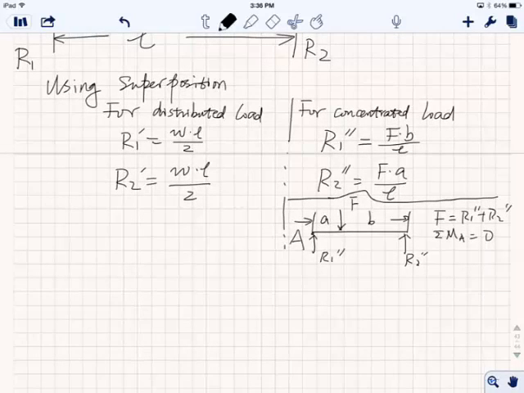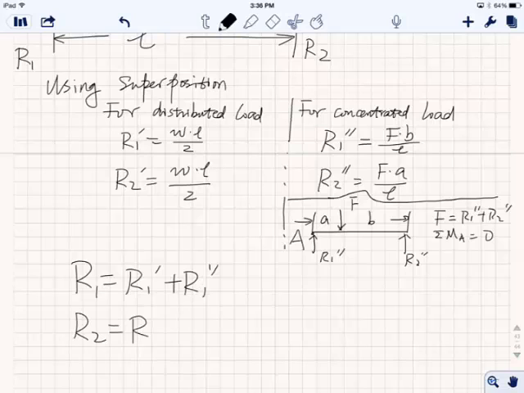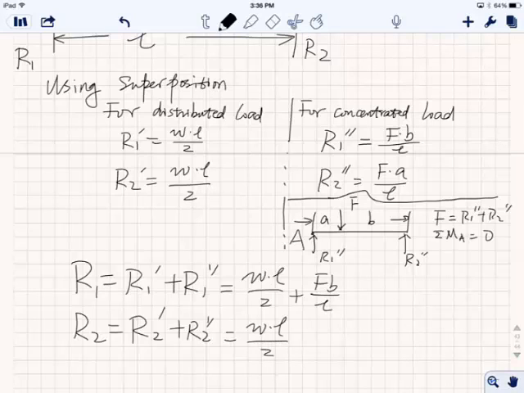All right, so like we said, we're going to use superposition to discuss this, right? So the total R1 is nothing but the sum of the two reaction forces caused by the two loadings. And R2 equals R2 prime plus R2 double prime. That's how you do it. R1 equals WL divided by 2 plus FB divided by L. And R2 equals W times L divided by 2 plus F times A divided by L.